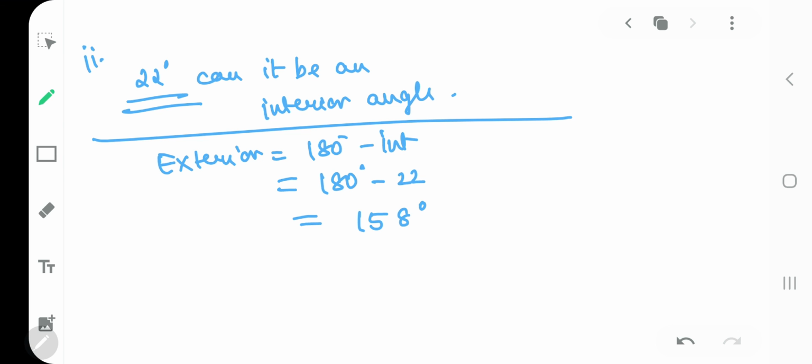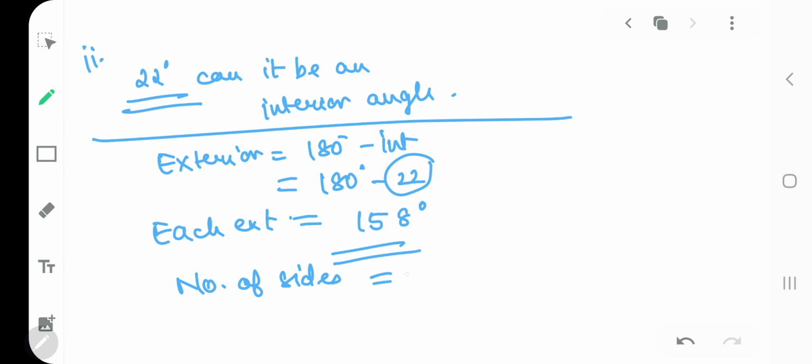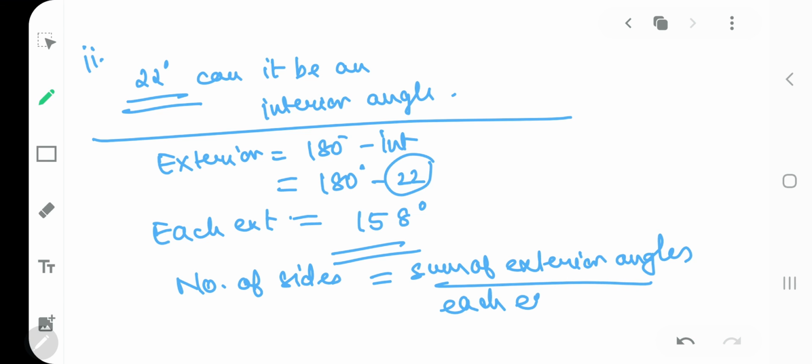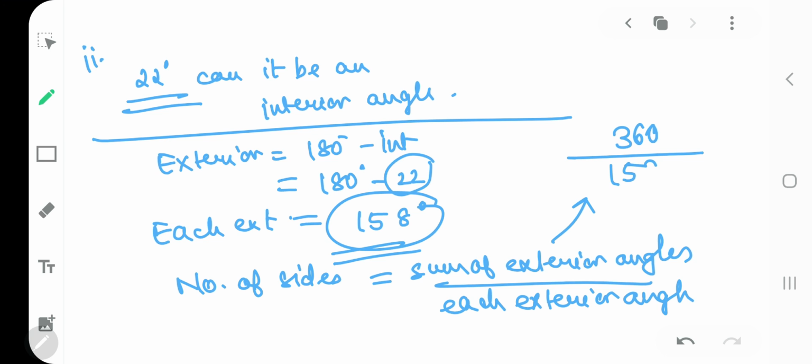Now we got each exterior. Okay, 1 minute. Can it be an interior angle of a regular polygon? Okay, once it is an interior angle, now this is 158. Now you got each exterior as this. Now again you find the number of sides. Number of sides is sum of exterior angles upon each exterior angle. Am I correct? From there I'll get the sum of exterior angles is always 360 and each exterior here is 158.